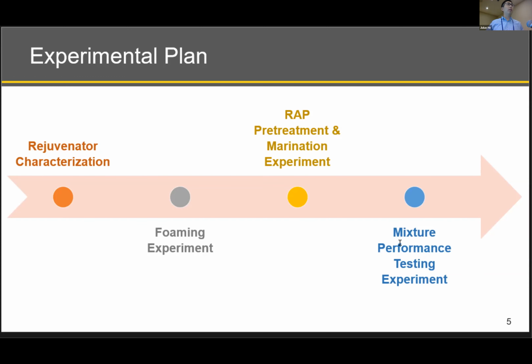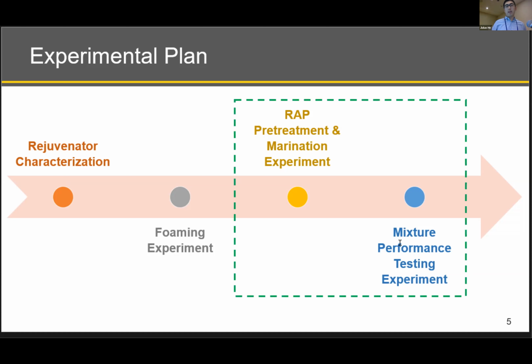This is where we try to optimize the different foaming conditions. We look into the temperature, water content, and the pressure, trying to maximize not only the foaming volume expansion, but also the stability of that foam material. And then after that, we look into RAP pretreatment, marination, and mixture performance testing.